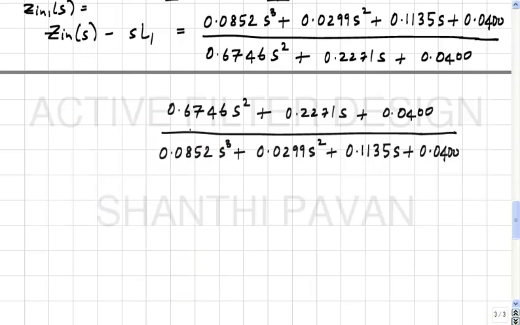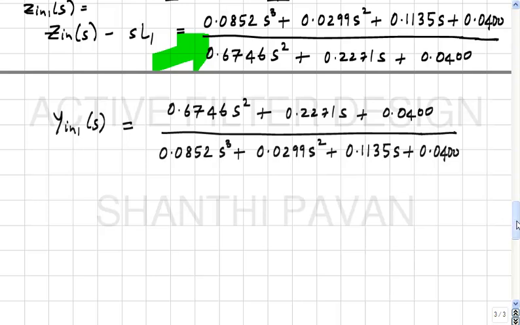All right. So after calculation, we found that the expression for Zin of s minus sL1 is this character here, which means that the admittance seen after the first inductor arm is Yn1 of s, which is this character, simply the reciprocal of Zin1 of s.